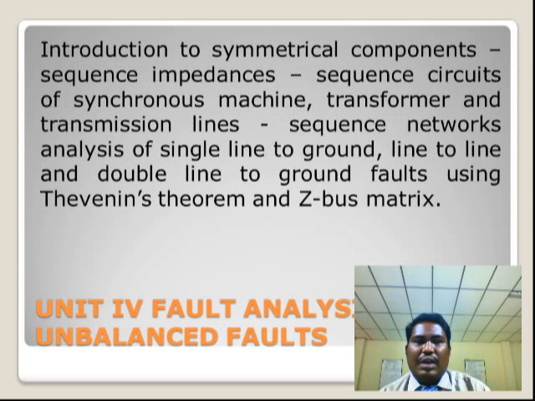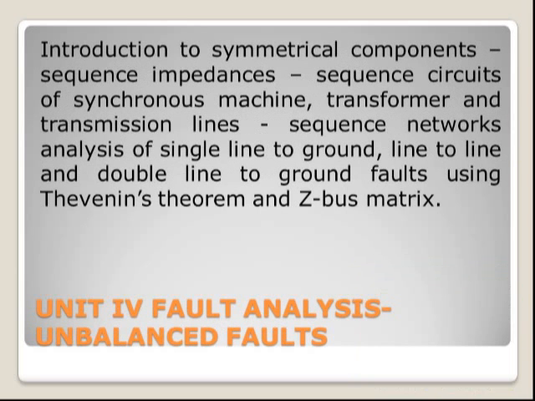The fourth unit is fault analysis for the unbalanced case. In the unbalanced case we have three categories: line to line, double line to ground, and line to ground. These are the three major faults that occur in unbalanced faulted conditions. Here we have to represent our power system in terms of symmetrical components and sequence impedances, and create our sequence circuits. We have three types of sequence circuits: positive, negative and zero sequence.